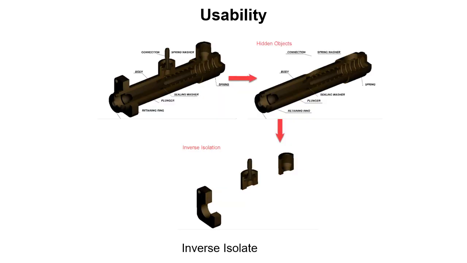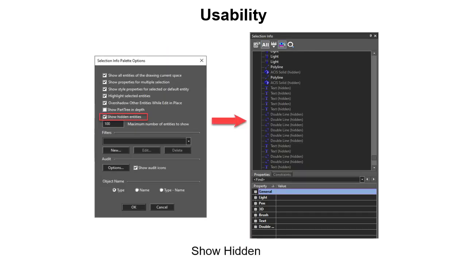A new tool, Inverse Isolation, was added to the Edit menu. Clicking this tool makes hidden objects visible and visible objects hidden. Additionally, hidden objects are now shown in the Selection Info palette.